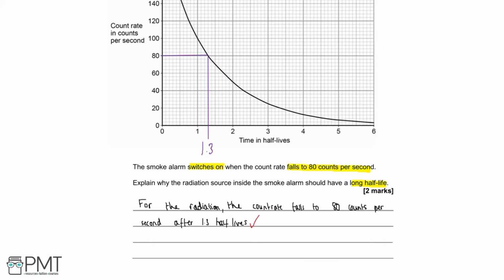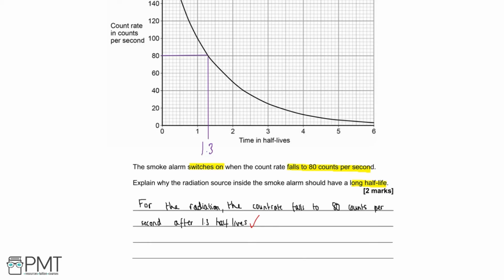And then our second mark comes from explaining that if our radioactive sample had a very short half-life, this would mean that our count rate would decrease really rapidly, and then the smoke alarm would basically just go off all the time. So if, for example, it had a half-life of a day, by the time that it had gone through 1.3 half-lives, that's about 1.3 days, then the count rate will already be below 80, and this means that the alarm will go off.